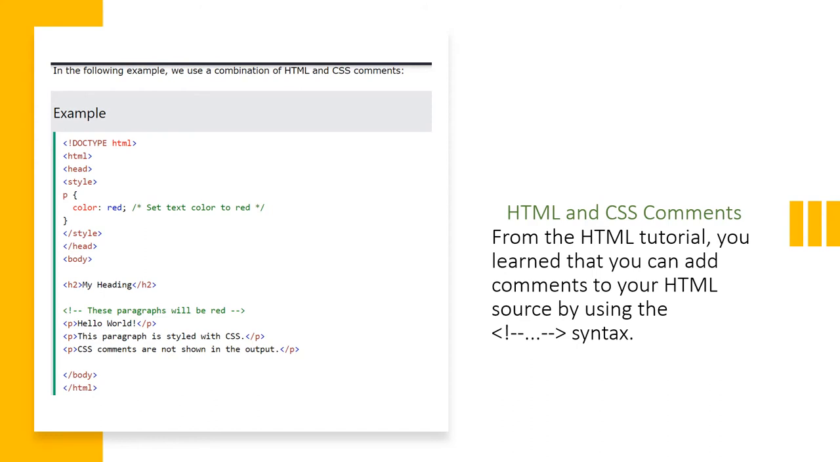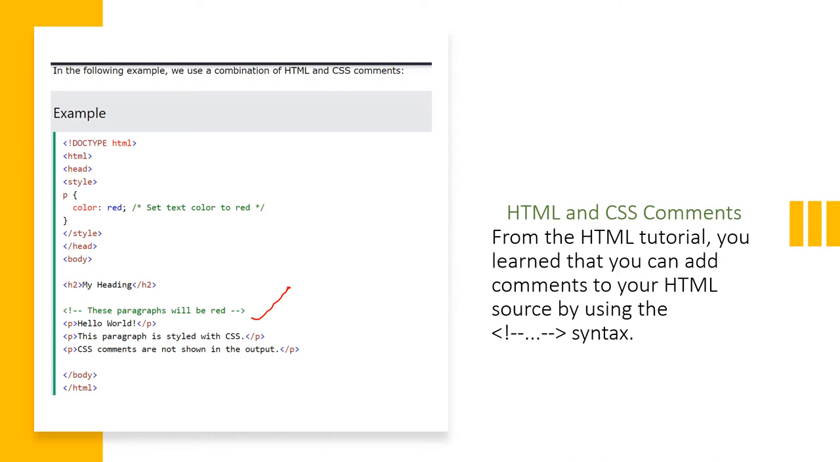We use HTML comments in our web pages, so why go for CSS comments? What is the difference between these? From the HTML tutorials, we have learned how to add comments in our HTML by using this syntax: an angle bracket open and an exclamation mark, then we write the content, and then close the angle bracket. This is the basic syntax of HTML comments, which we can observe in HTML pages.